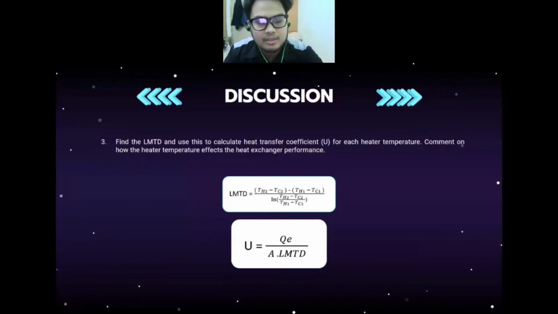Discussion number 3 asks us to find the LMTD and use it to calculate the heat transfer coefficient for each heater temperature. The formula for LMTD is (TH2 minus TC2) minus (TH1 minus TC1) over ln of (TH2 minus TC2) over (TH1 minus TC1). And the formula for the heat transfer coefficient is QE over area times LMTD.